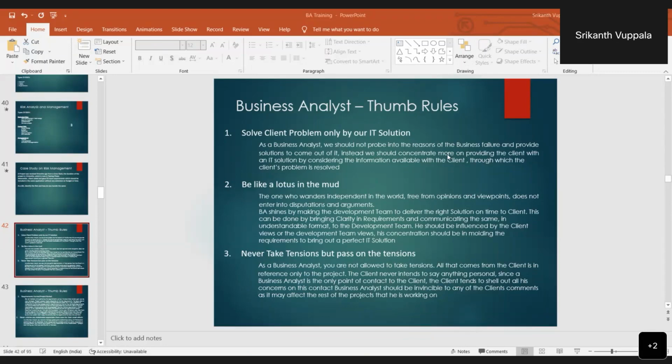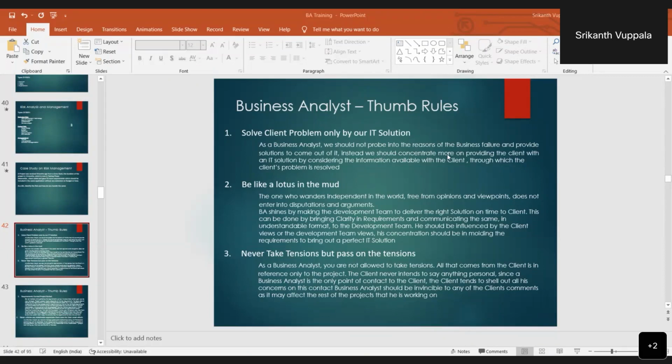So the BA shines by making the development team deliver the right solution at the right time. This can be done by bringing clarity to the requirement and communicating it in an understandable format. The BA should not be influenced by the client's views or the development team's views. His concentration should be on modeling the requirements to bring out the perfect IT solution. Understood, right? Yeah.